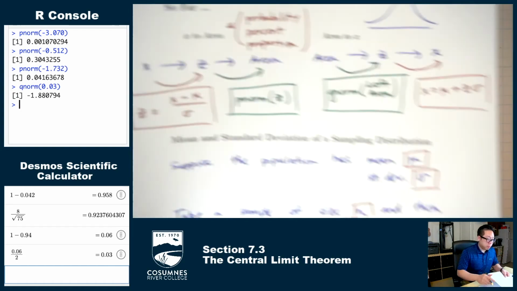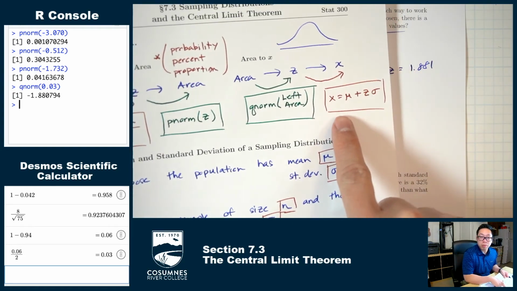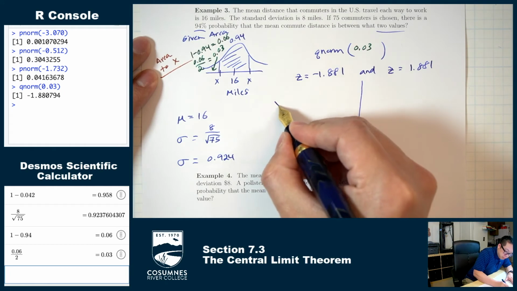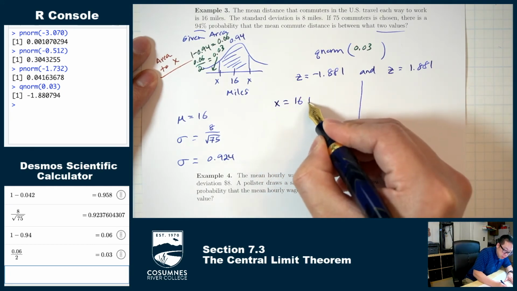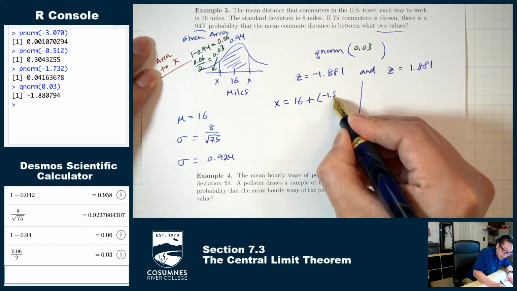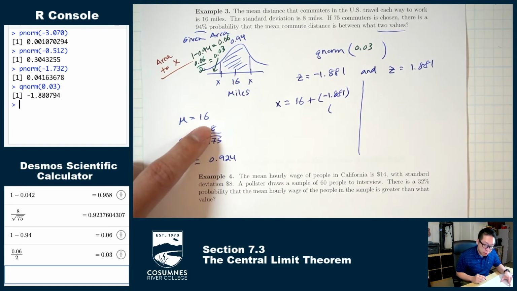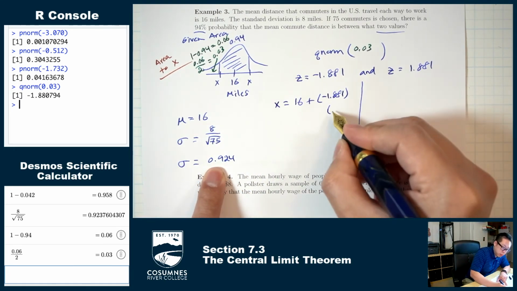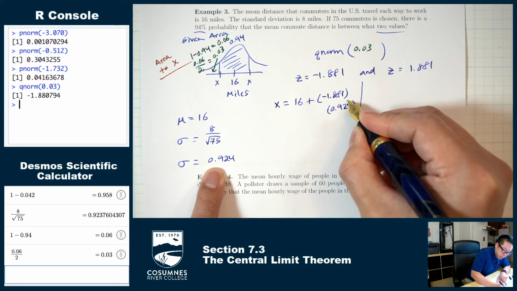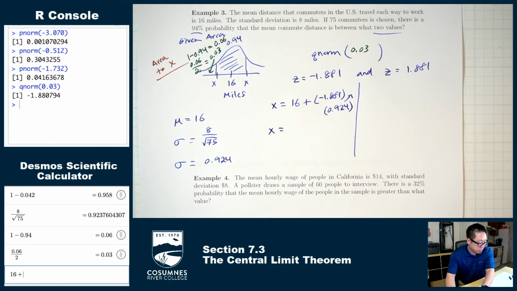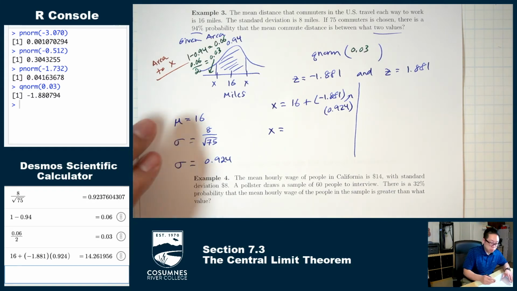Now that I have my 2 z's, to go from z to x, use this formula for x. So x equals the mean plus z times the standard deviation. The mean was 16, plus z, negative 1.881, times the standard deviation. And standard deviation, remember, we're not going to be using the 8. We use the adjusted one, which is 0.924. So 16 plus, parentheses, negative 1.881 times 0.924 is 14.262.